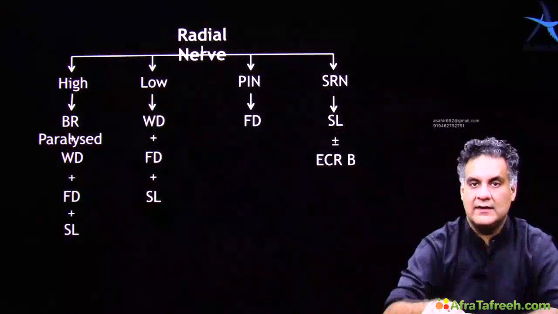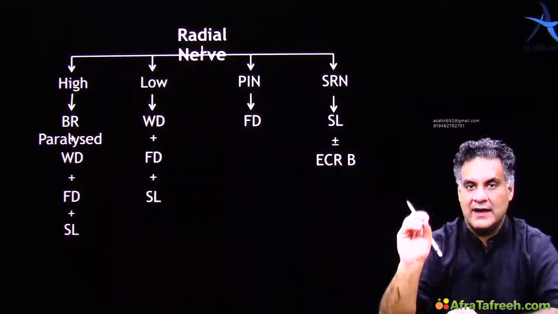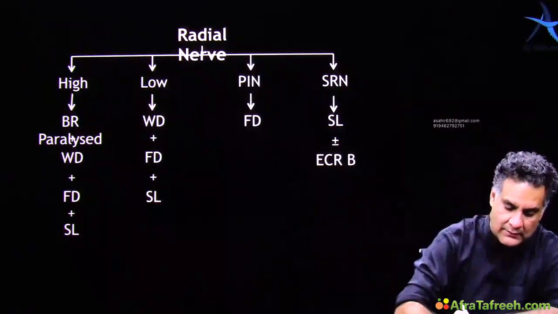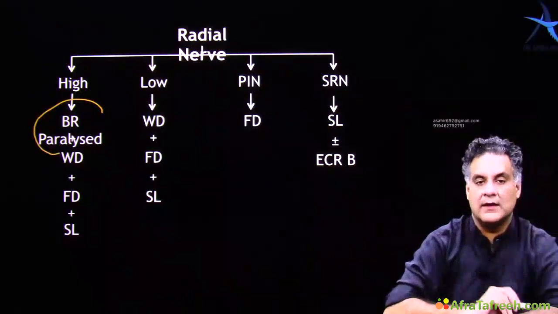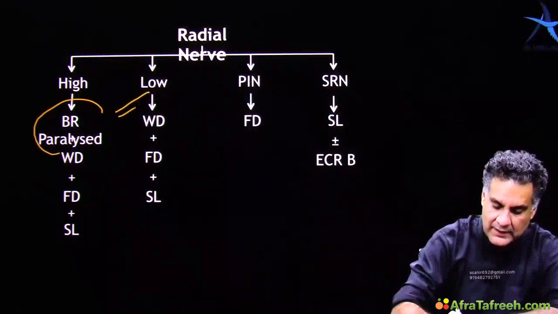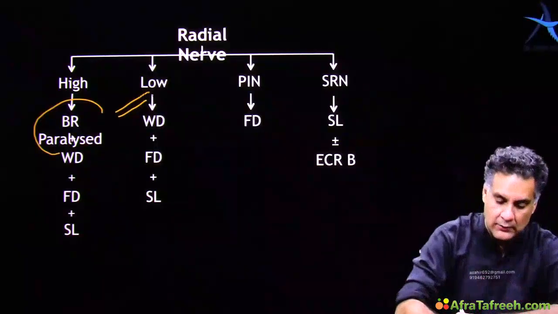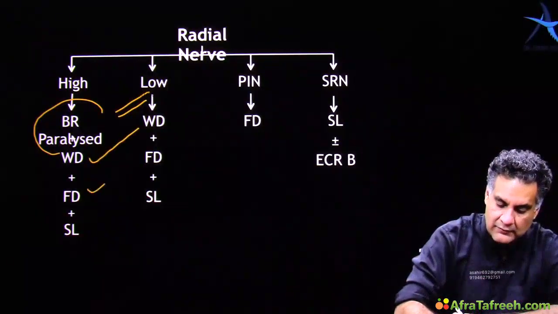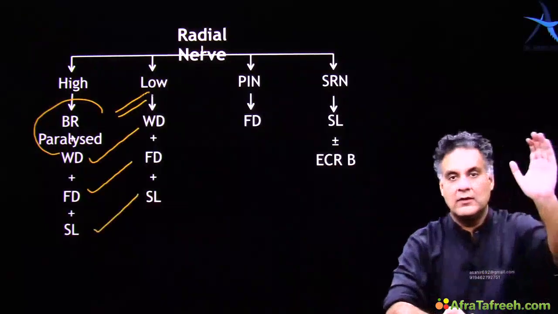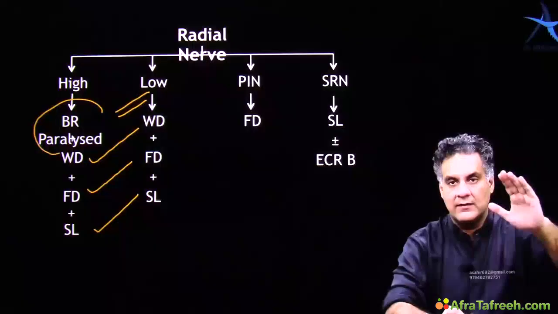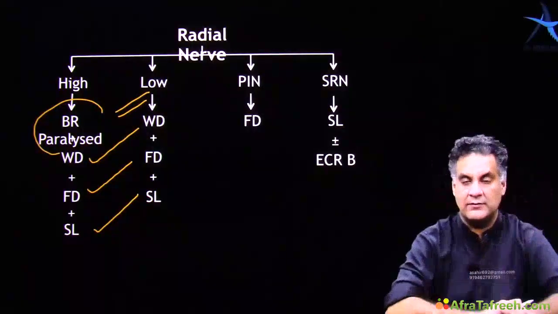So when you look at the radial nerve, when the radial nerve palsy is high, there is involvement of the brachioradialis. In low, brachioradialis is spared. In high and low both, there is a wrist drop, finger drop and sensory loss. So loss of wrist extension, finger extension and sensory loss on the first web space.